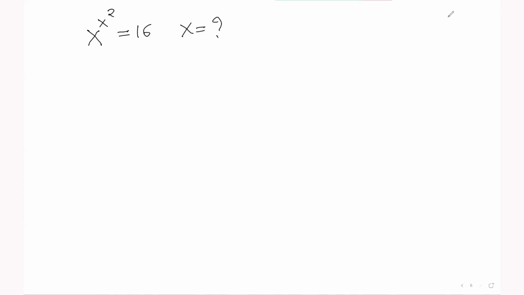Hi friends, if x power 2 equal to 16, then what is the value of x?